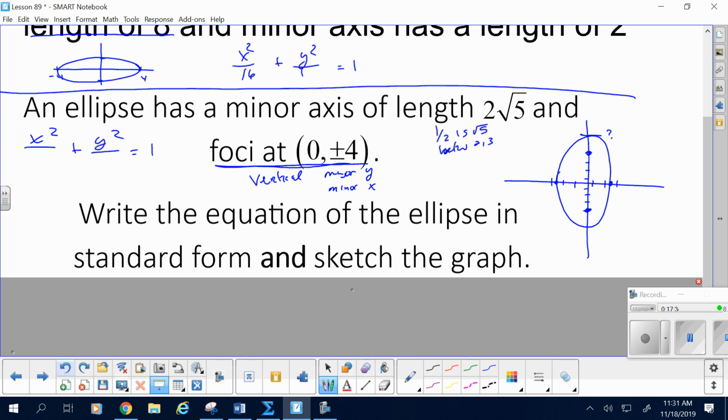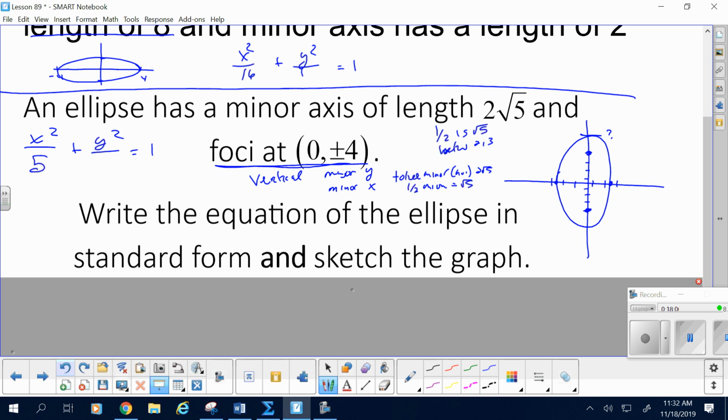Okay, so what is the minor x? If the total minor, which is horizontal, is 2 root 5, then half the minor is root 5, and it's the x distance. So what's under the x? 5. Okay? Now we're starting.